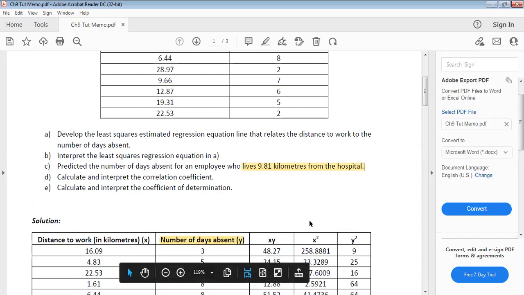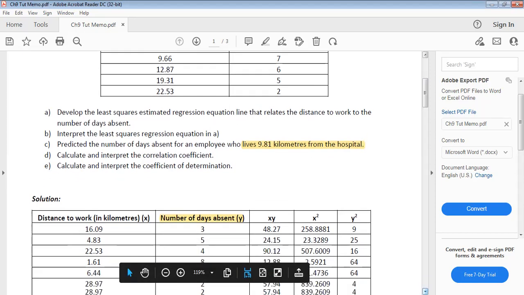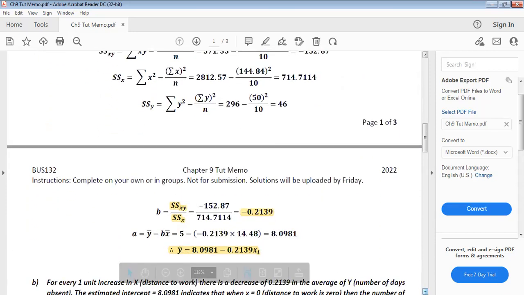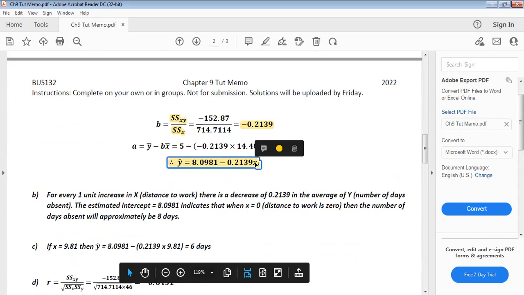Okay, so they are asking you to predict the number of days absent for an employee who lives 9.8 kilometers away. They basically just give you X. You already have your regression line, so all you need to do is substitute your number where there's X. You have your line there, and where there's X, you put your 9.8.